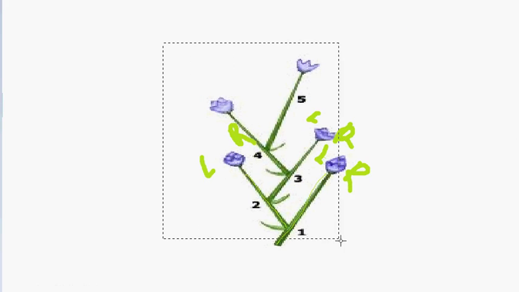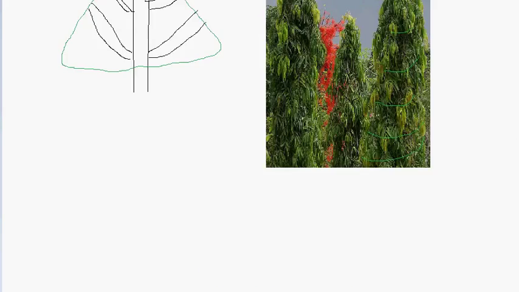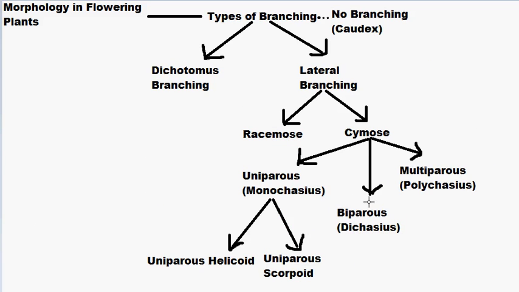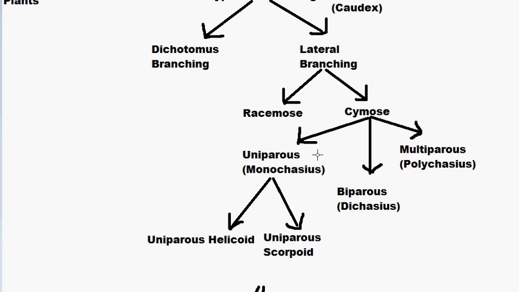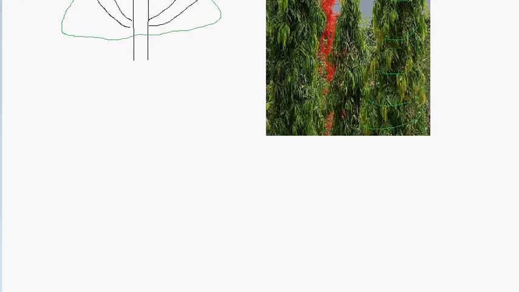So that was it about the uniparous type of branching. Let us talk about some more types of branching. This is the biparous type of branching or dichasius type of branching. It is also called dichasius. The uniparous is also called monochasius. So I have written it down in brackets. So as you can imagine from this uniparous type of branching, the biparous type of branching will have two branches coming off from either side.